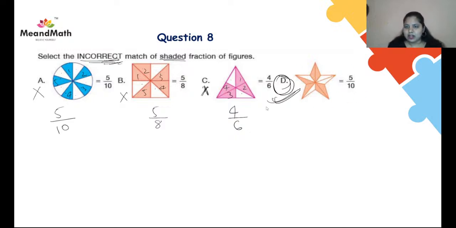So we have to count the total number. First, the denominator. 1, 2, 3, 4, 5, 6, 7, 8, 9, 10. So the denominator should be 10. Now we'll count the shaded part. 1, 2, 3, 4, 5 and 6. So 6 should be the numerator. But here it's not there. Since they're asking us the incorrect match, option D is the answer, right?